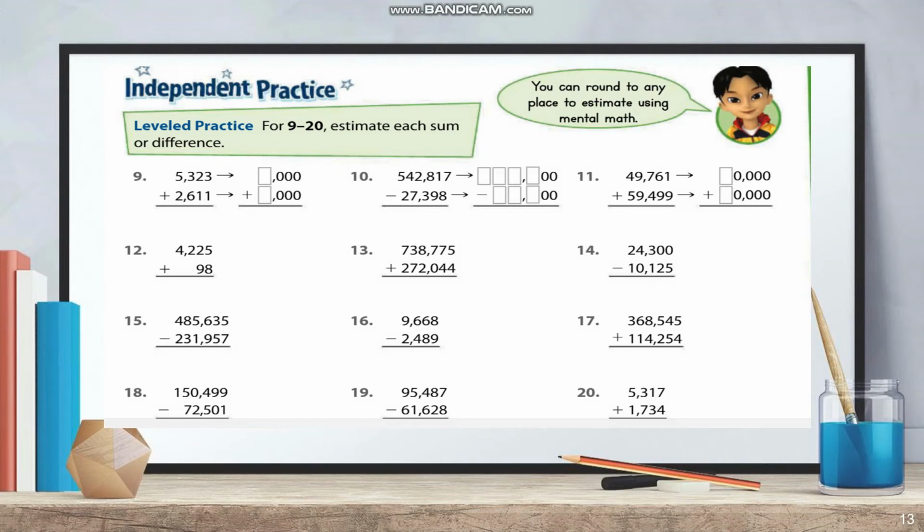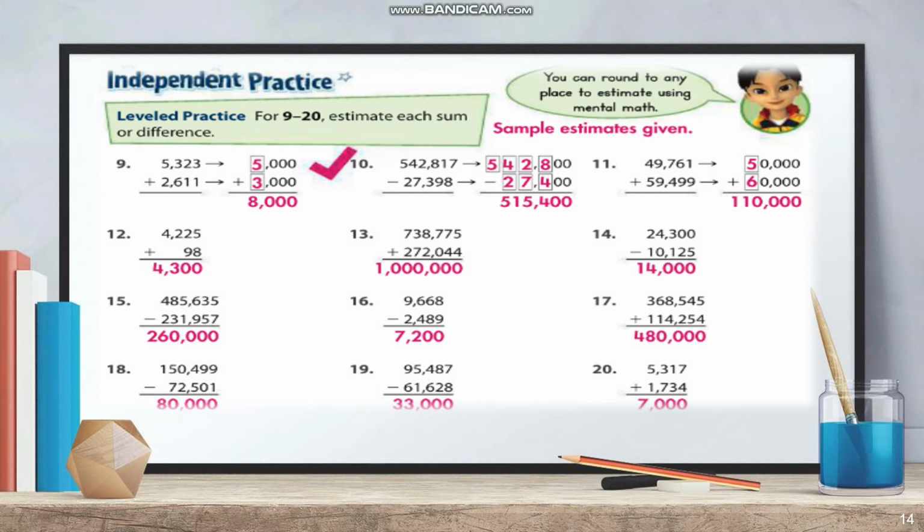So the same thing in number 9 to 20. Pause the video and answer. Time is up. So the answers are about 8,000 for number 9. For number 10, we have about 515,400. Number 11, about 110,000. Number 12, about 4,300. Number 13 is about 1 million. Number 14 is about 14,000. Number 15 is about 260,000. Number 16 is about 7,200.